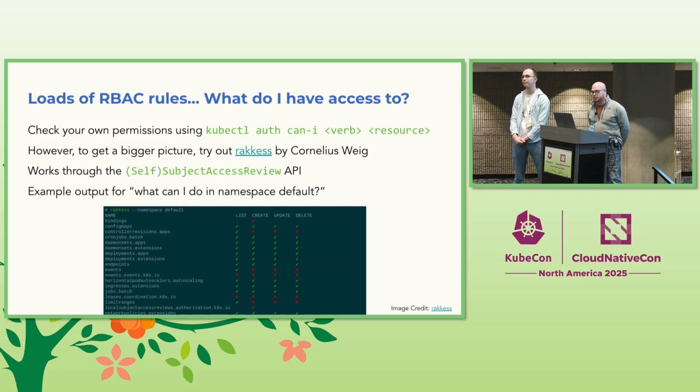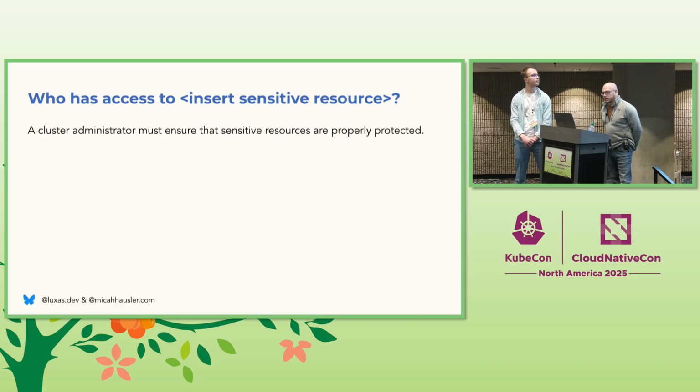To get an even bigger picture of this, there's another tool out there, rakkess, that works through the self-subject access review API and can spit out a table for you of what you can do. Kubernetes has some of this built in for authorizers. This tool basically just issues one subject access review call per cell in this matrix, every time asking, am I allowed to do this or not? It checks what types are there and whether you can create them.